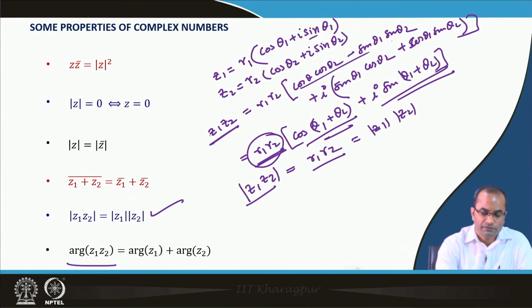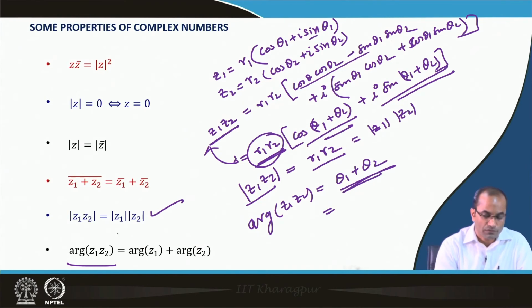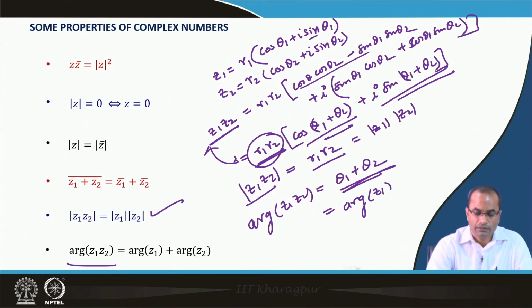Here again, from this relation we can realize that the argument of z1 z2 is nothing but theta 1 plus theta 2. And we know already that theta 1 was the argument of z1 and theta 2 was the argument of z2. So we have this relation as well.